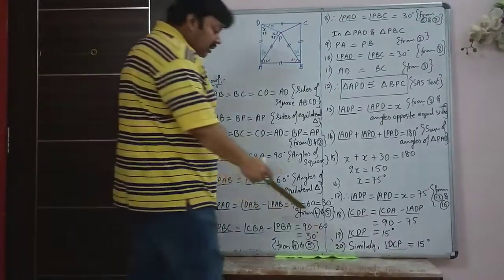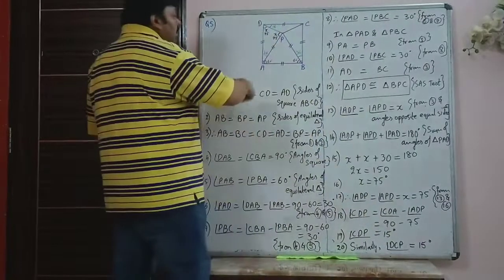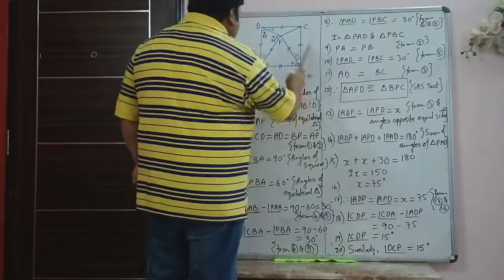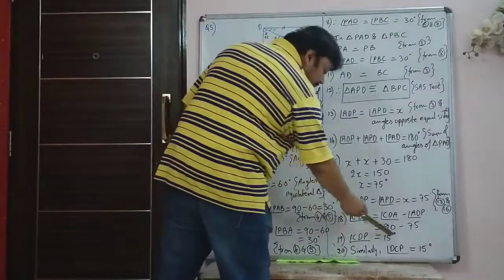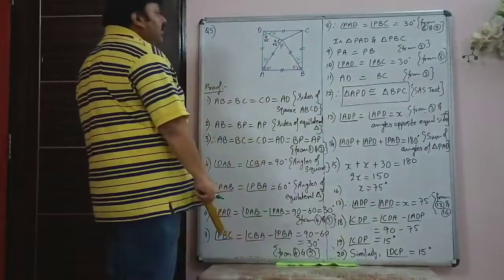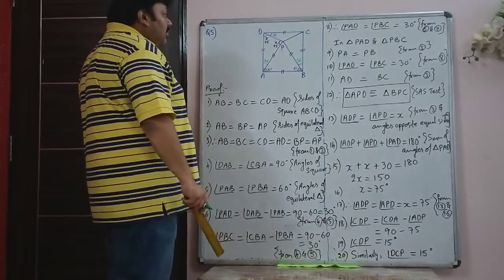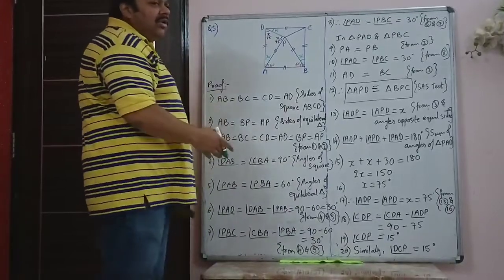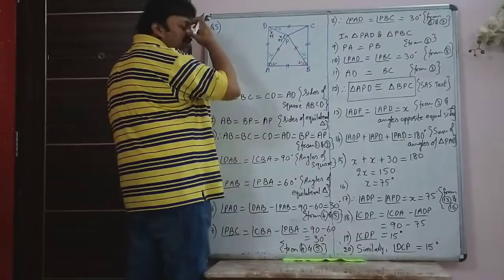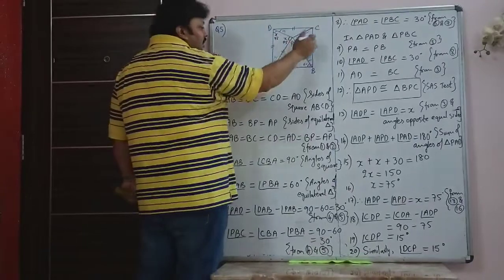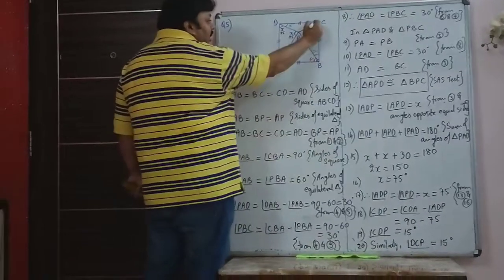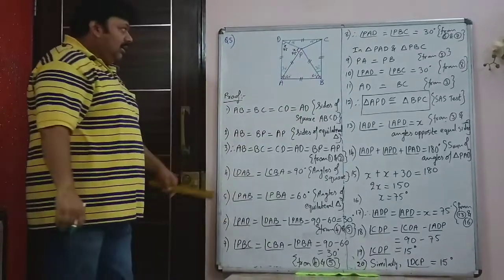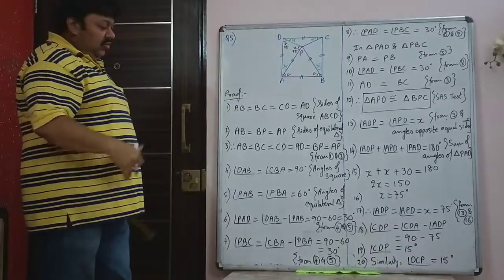So you have got this angle CDP, which is 15 degrees. Similarly, you can prove that DCP, because they are identical triangles, you can definitely write similarly. This angle DCP also will be 15 degrees. DCP is also 15. So what is remaining?